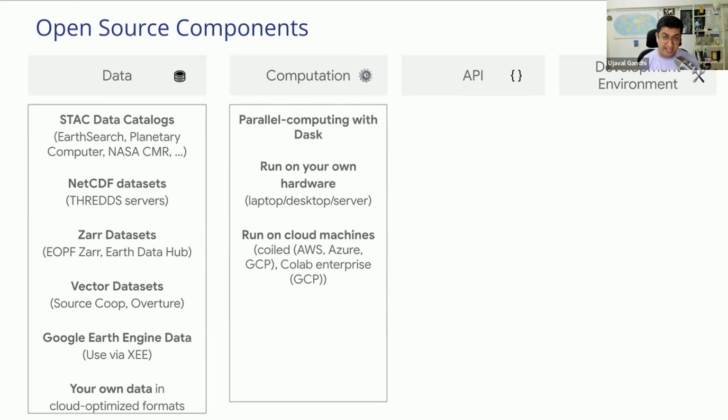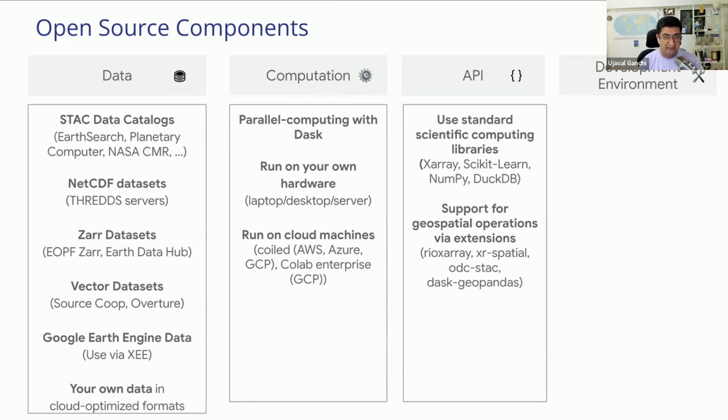For computation, we have Dask, which allows you to distribute your computation on your own hardware. So if you have a powerful machine or your own laptop or a server that you have access to, you can run parallel computing on that using Dask. And you have software like Coiled, which allows you to do your Dask computation across many of the cloud clusters very easily, and it manages all the configuration and creating the cluster for you.